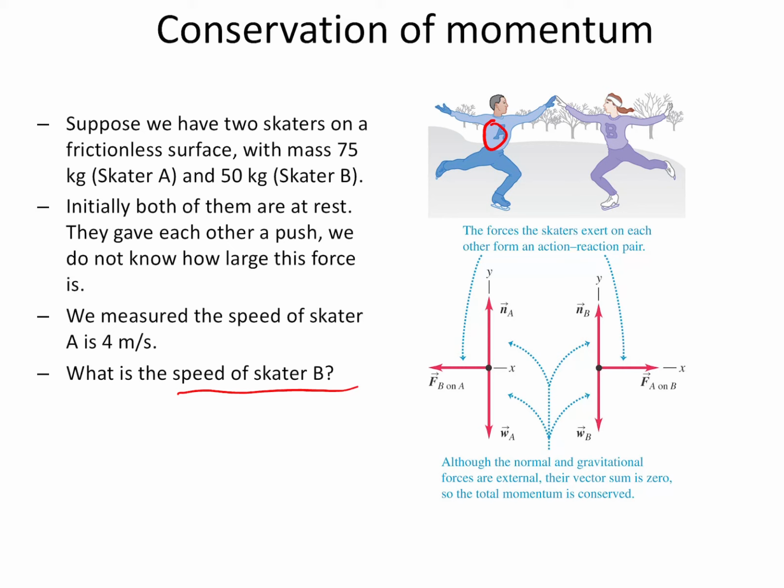Because there's no external force doing work acting on them. You have normal force, and it will cancel with gravity for each of them. So the net force on skater A is 0 in the vertical direction. Net force on skater B is 0 in the vertical direction. The only force on A is a push from B. The only force on B is a push from A. So the net force acting on the system is 0, so momentum should be conserved.